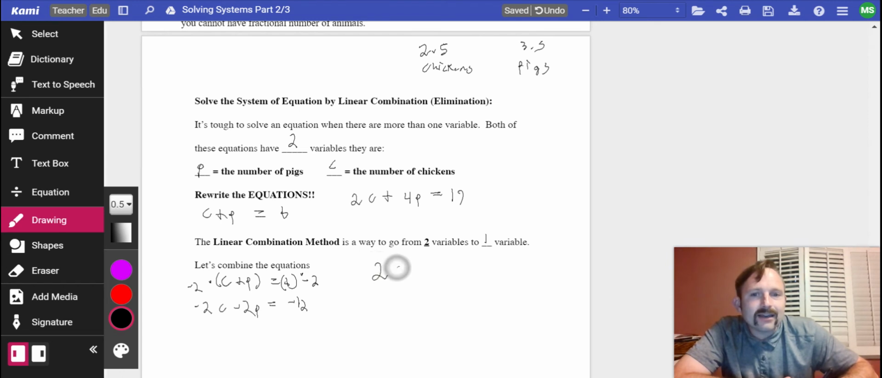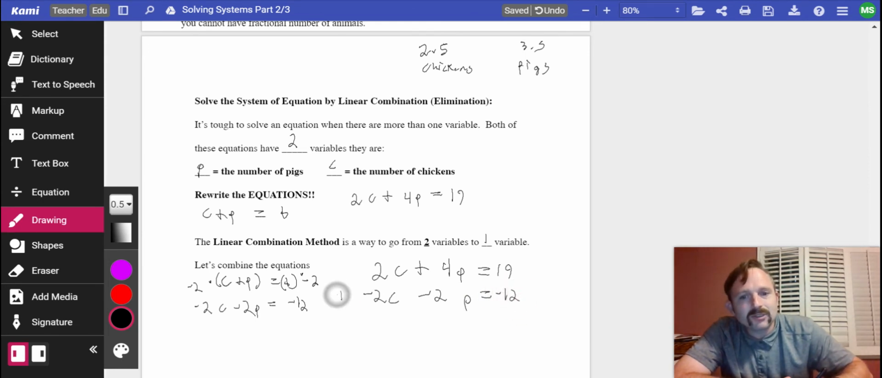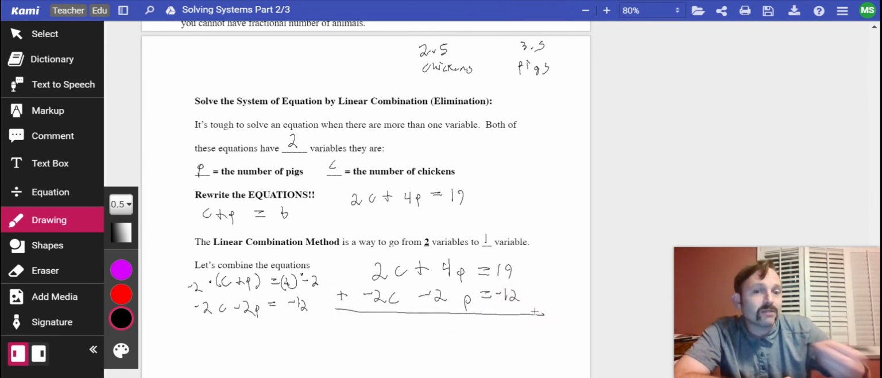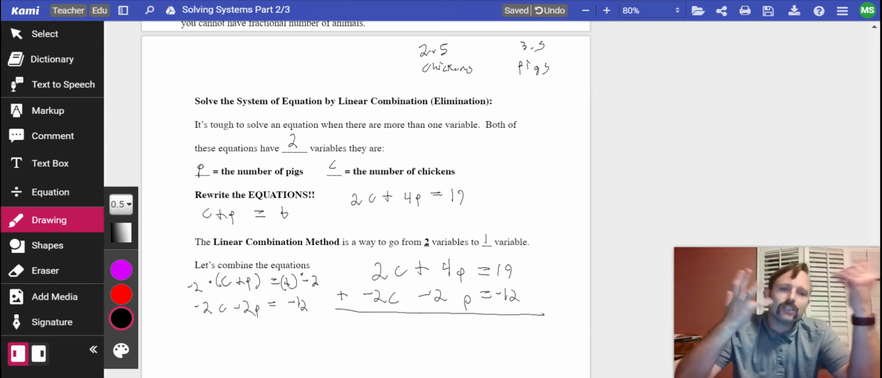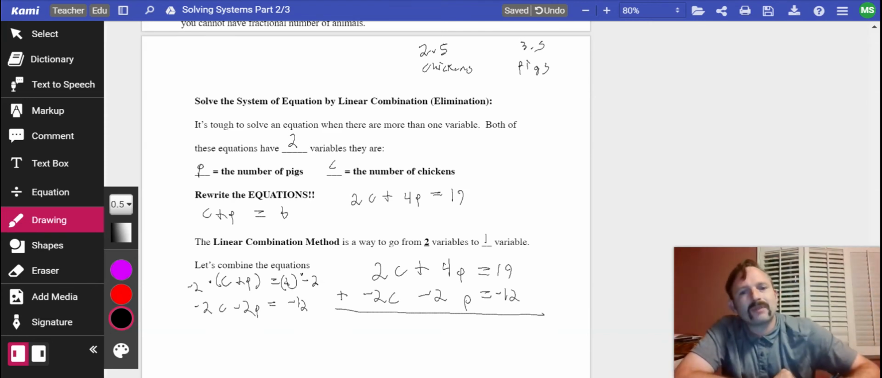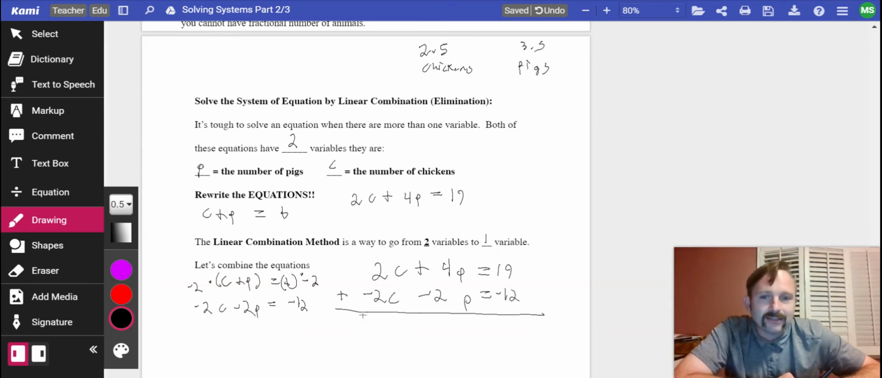Now I can take the original equation and the new modified equation and combine them. I'm just going to add the c's with the c's, the p's with the p's, the numbers with the numbers. Just combine like terms, up and down. Make sure everything is in its place before you add or subtract. So if I add this, these will cancel out. This becomes 2p is equal to 19 minus 12, which is 7.